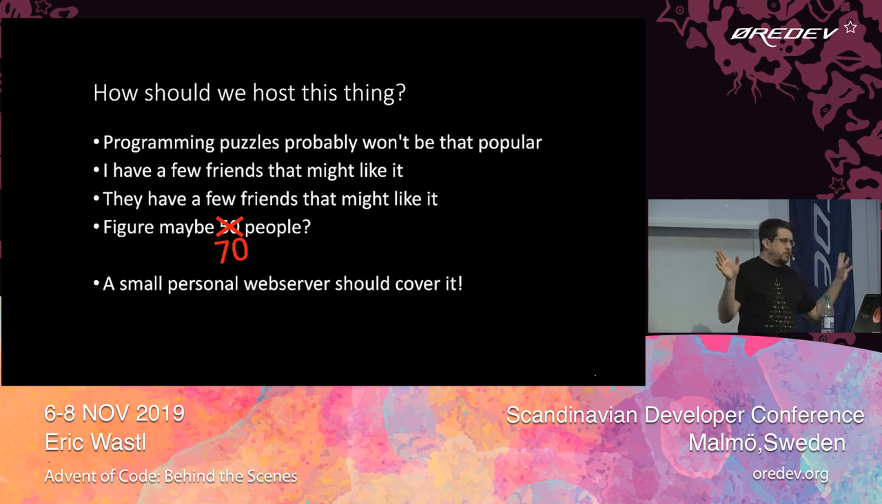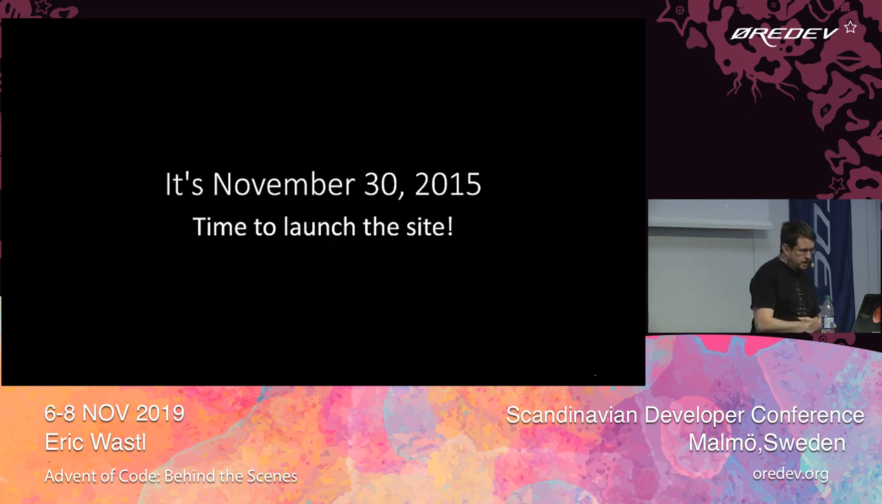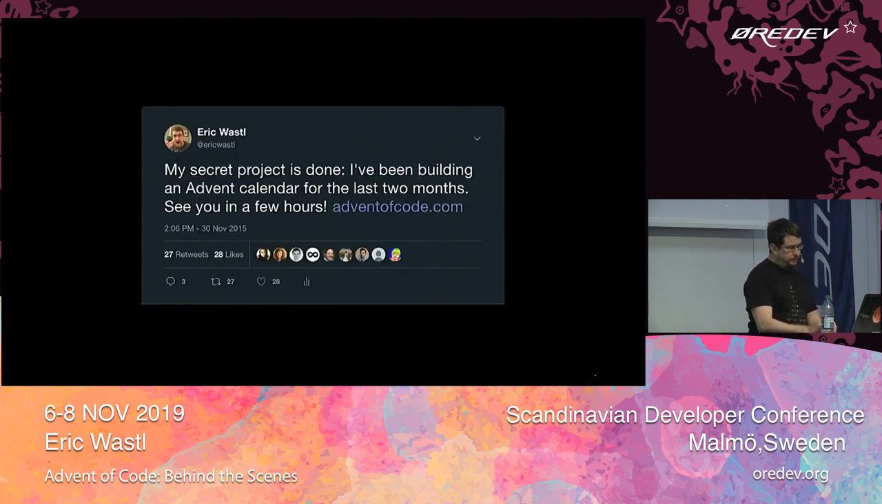So a small personal web server will cover it just fine. There'll be no issues. I've got a server that's running someplace that will be able to handle the traffic. Point the domain name at it, host it there, it'll be easy. So it's November 30th, 2015 now. It's almost December 1st. It's time to publicize the site to the world and tell everybody to go to it. Nobody's heard of this thing before, so I release my secret project, and it gets 27 retweets, which is perfect. That's within margins. Good.